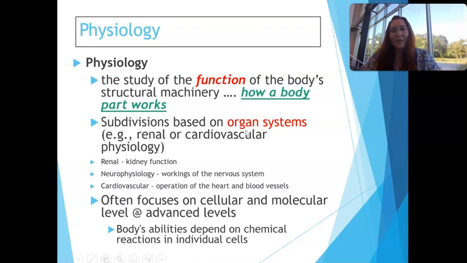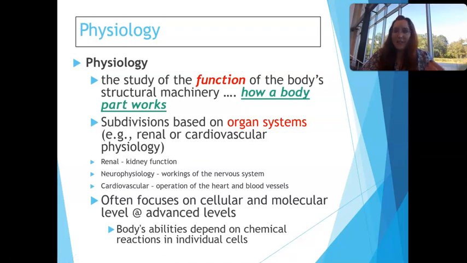A lot of times we will be talking about the organ systems. Each organ system has a different job, and so how does that organ system function differently than another organ system? I've got a few examples down here. We've got renal. Renal means kidneys, so this is your urinary system. Kidneys are used to filter your blood and take out any excess chemicals or water that your body no longer needs. Neurophysiology, the workings of the nervous system. Cardiovascular, the operation of the heart and the blood vessels that I talked about earlier.